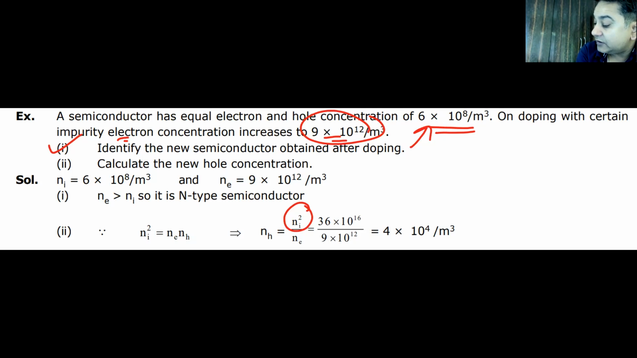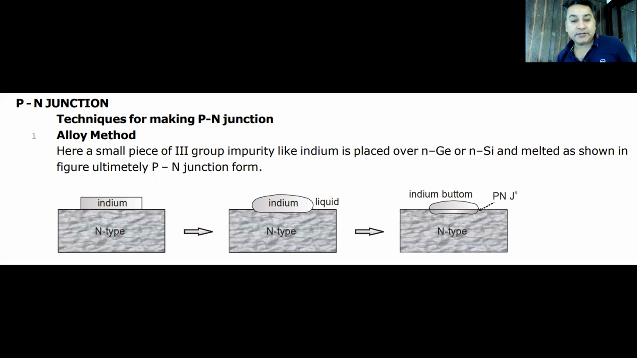In the next class, we'll go on. We will be doing p-n junction. What would be a p-n junction? It's very simple. You will have a p-type semiconductor, you will have an n-type semiconductor, and you are going to join them. That becomes a p-n junction. Do we understand this? Yes, sir. So we'll be dealing with this p-n junction in the next class.